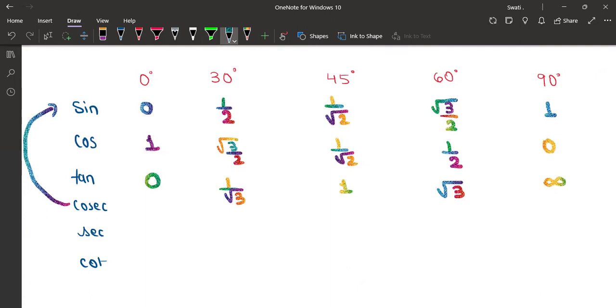What is the reciprocal of 0? Will it not be 1 upon 0? Yes. Not defined. Very good. I just wanted to hear this only. Okay. What is cosec 30? The reciprocal of 1 by 2. What is the reciprocal of 1 by 2? 2. Very good. Next. Cosec 45.